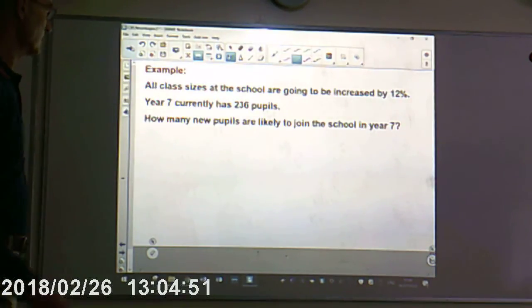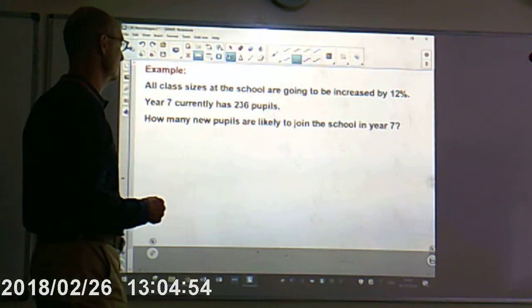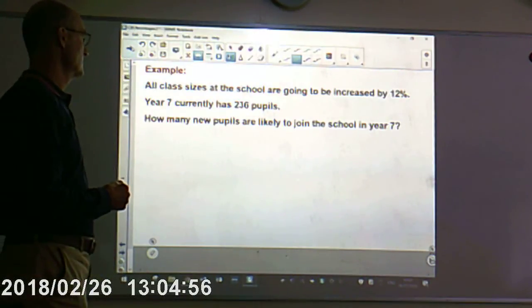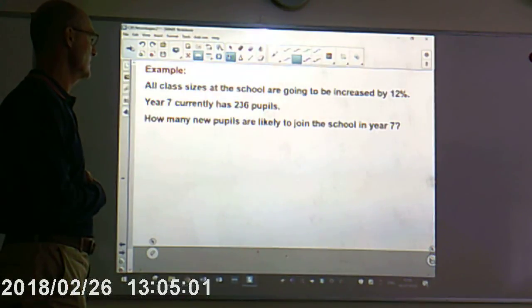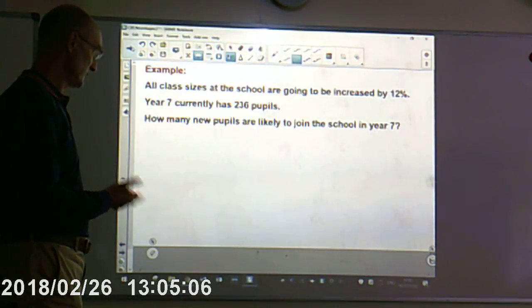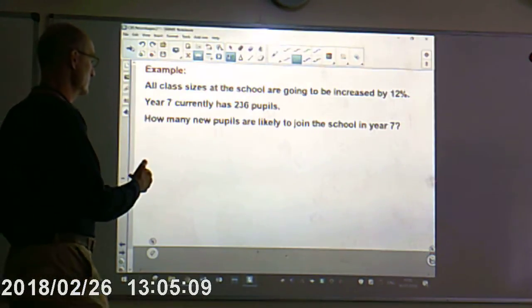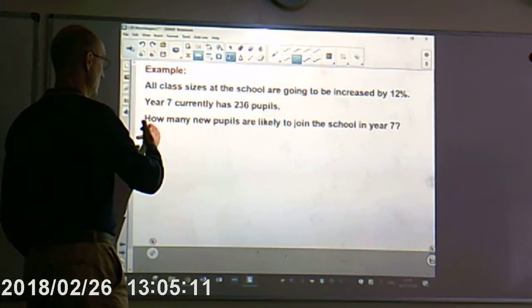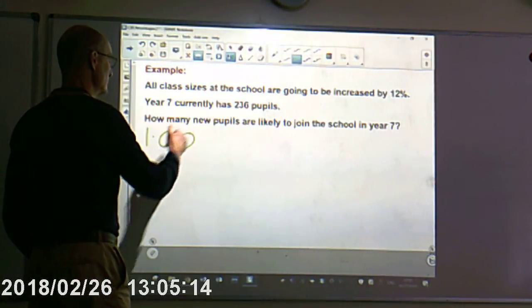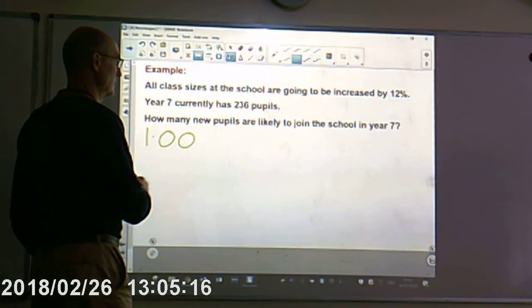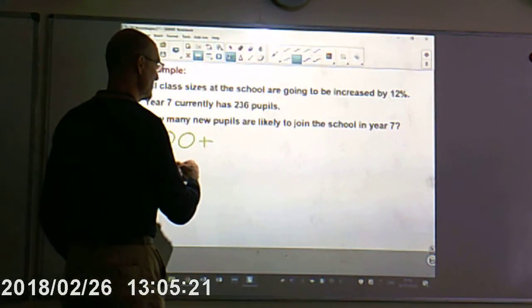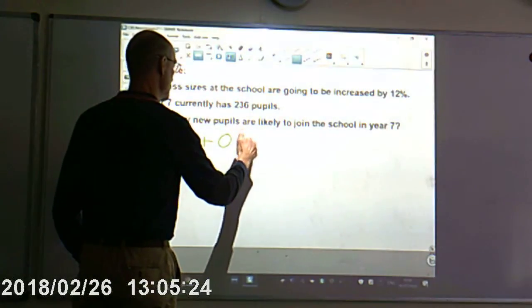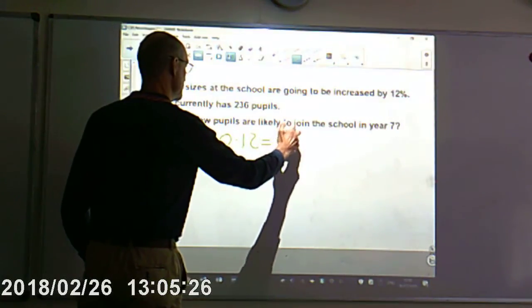Class sizes in the school are going to be increased by 12%. Year 7 currently has 236 pupils. So how many new pupils are going to be in the new Year 9? Okay, so we've got to be a little bit shrewd about this. It's going to increase. So our 1 whole 1, what we're starting off with, and we're adding 12%. So 12% as a decimal is 0.12. So our multiplier is 1.12.